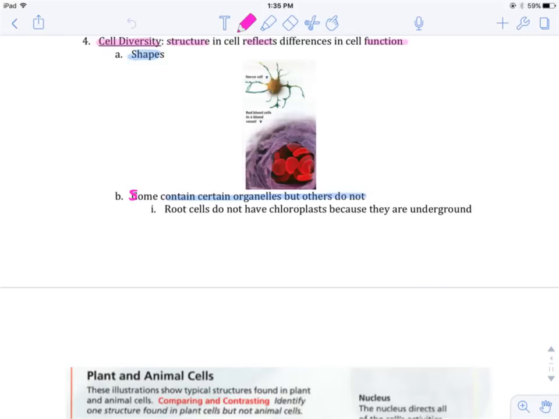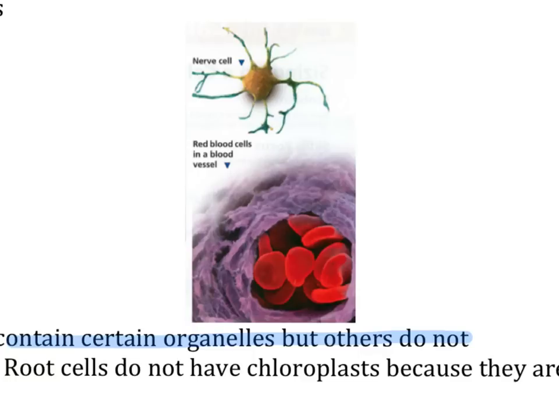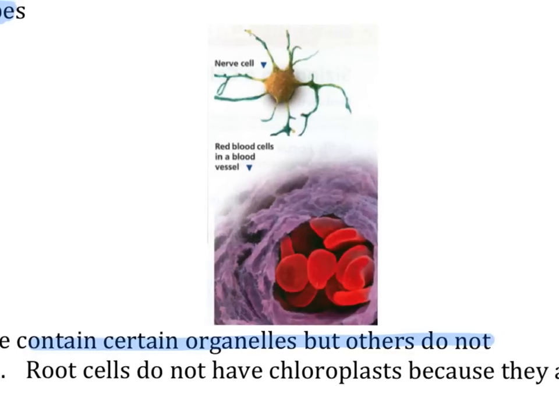As we continue to learn about cells, it is important for us to recognize that there is incredible cell diversity amongst all of the different cell types. The structure in a cell reflects the differences in the cell's function. So, for example, the shape of a cell is directly connected to the function the cell must work through. The perfect example of this is in the comparison of a nerve cell and a red blood cell.